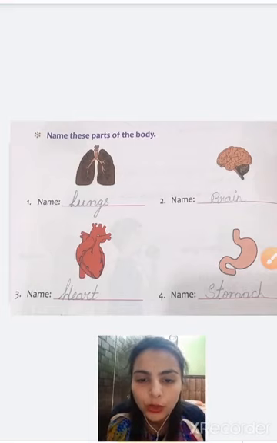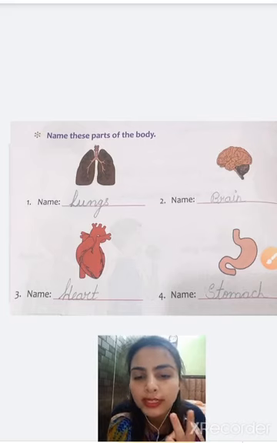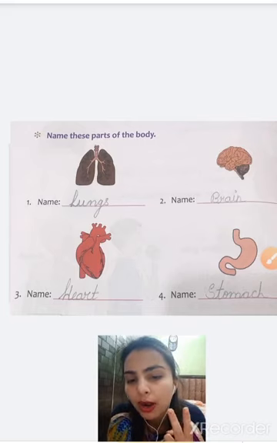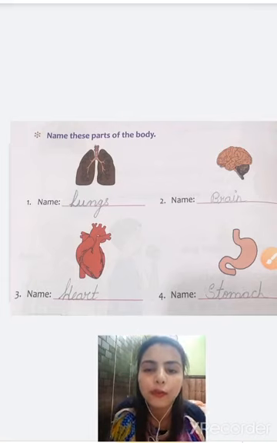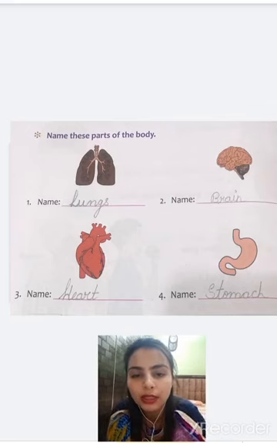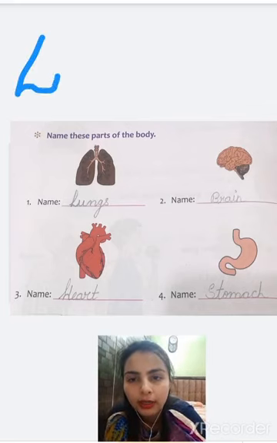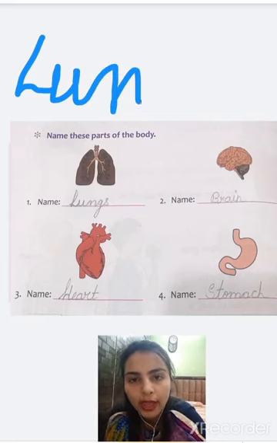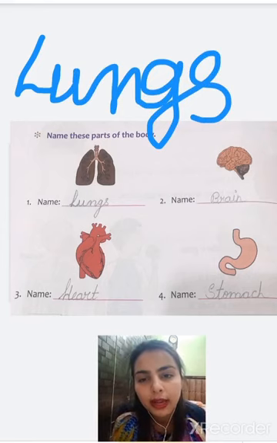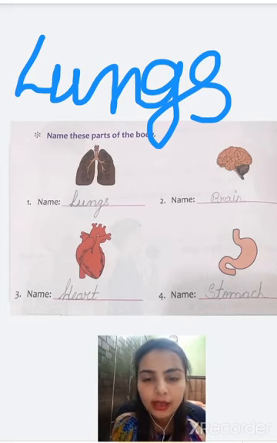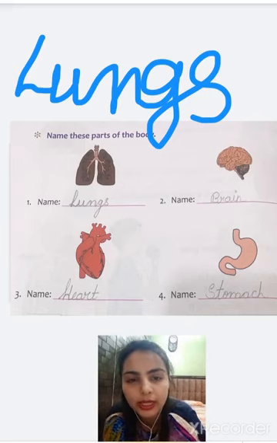First one, there are two. What are these parts which are two in our body? These are lungs. Write down lungs in the first one. The spelling of lungs is L-U-N-G-S. Lungs. Write down lungs.